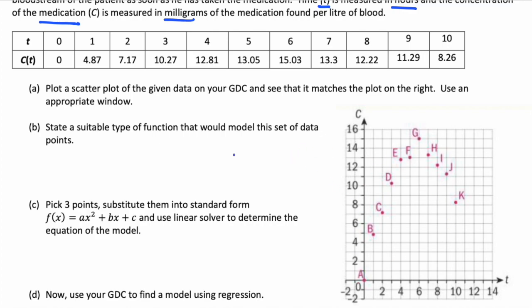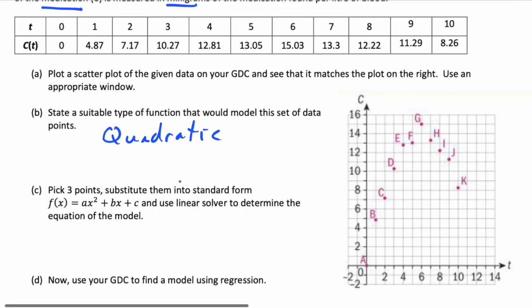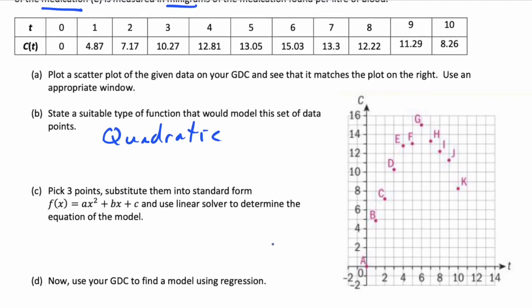That looks like quadratic to me. It's not linear, it's not exponential. No, it looks like quadratic. So we're going to pick 3 points to make our own model. Now, if you want it to go through the vertex, you have to pick that, and don't pick 3 points next to each other. Points farther away would be good. So I'm going to pick A, G, and K.